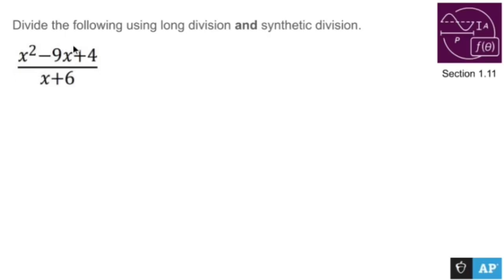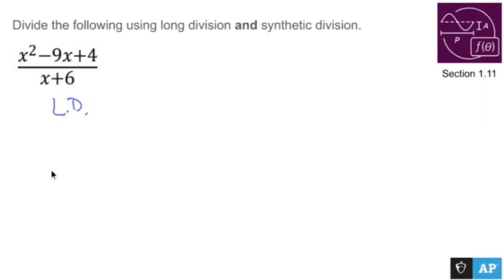Divide this guy using long division and synthetic division. All right, so whenever you're being asked to do long division or synthetic division with polynomials, you need to make sure things are in descending order or standard form and that you're not missing anything in between. X squared, regular x, and 4. Good, perfect. X and regular number, good, perfect. So I'm not missing anything in between.